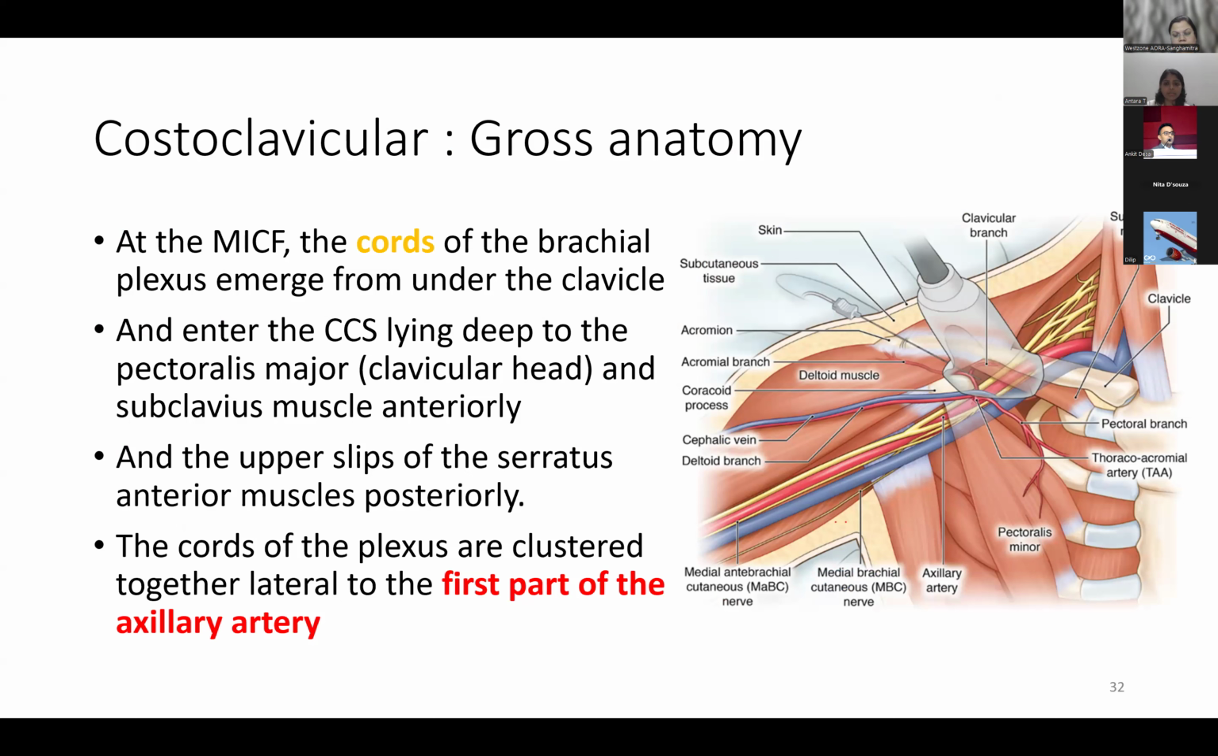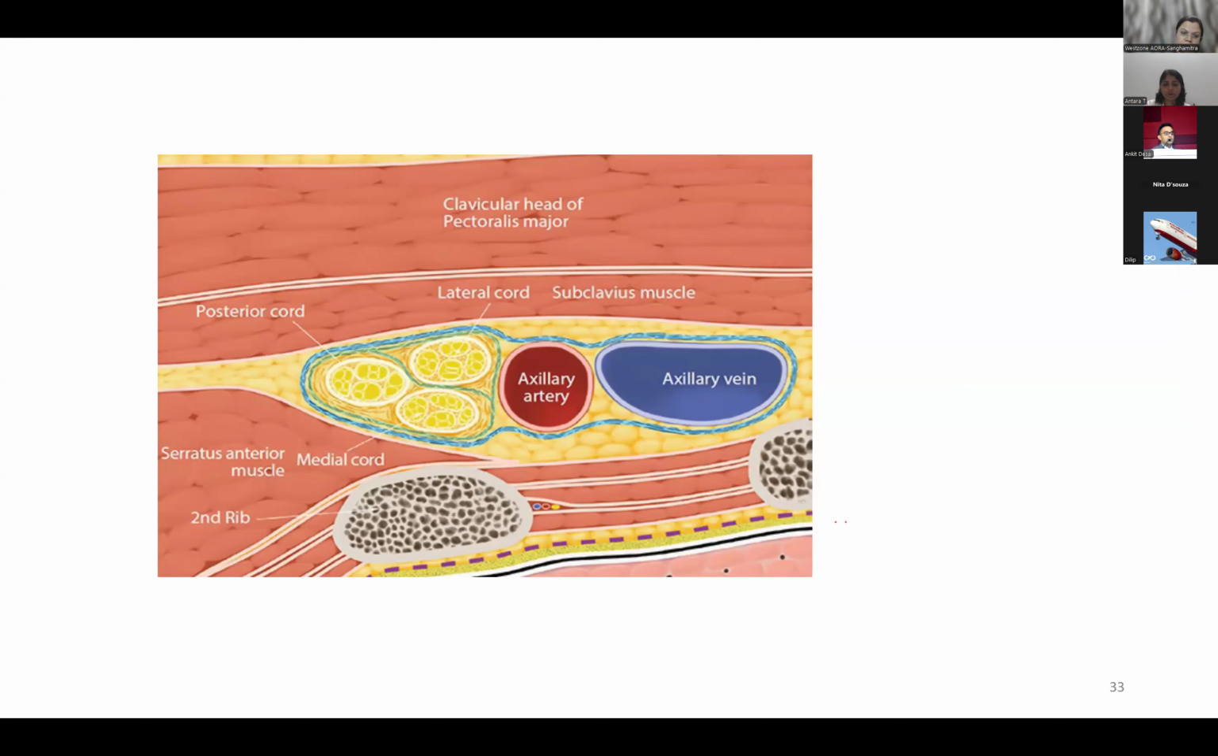At the medial infraclavicular fossa, the cords of the brachial plexus emerge from under the clavicle and enter the costoclavicular space, which lies deep to the pectoralis major and the subclavius muscle. Posteriorly, it has the upper slips of the serratus anterior. The cords of the plexus are clustered together lateral to the first part of the axillary artery. So this is how we see all the cords are clustered laterally to the axillary artery, and the axillary vein lies medial to the axillary artery. Superiorly or anteriorly, we have the pectoralis major and the subclavius muscle, and posteriorly, we have the upper slips of the serratus anterior.